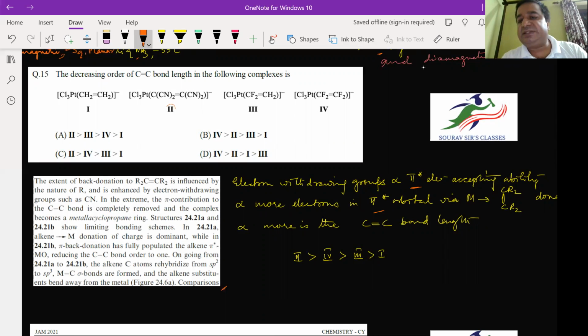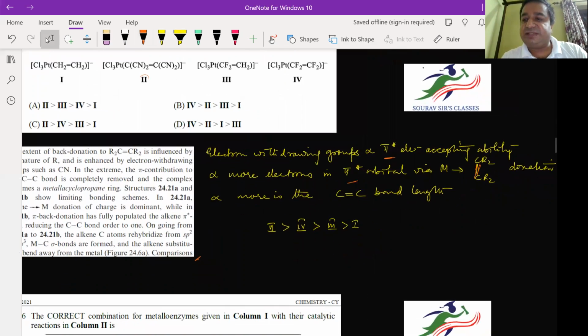So whenever the pi star orbital is getting filled by electrons from the metal via the synergistic effect, what will one think? That this particular C double bond C bond order is going to decrease. So it is going to convert from a double bond character to a single bond character. So that is what we have written.